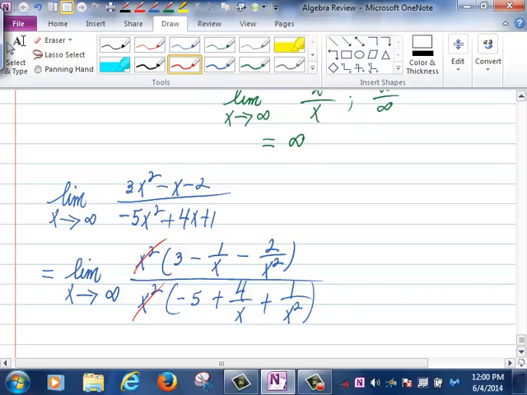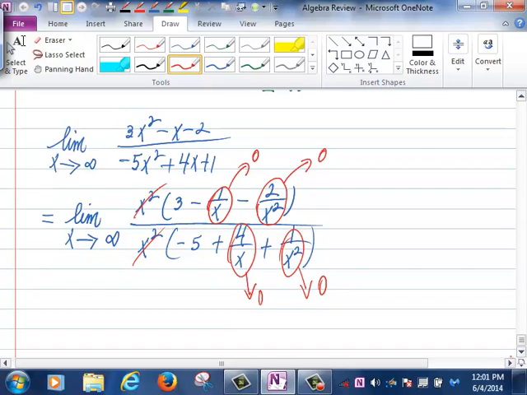Now let's ask ourselves the following question. What is the limit of this guy as x goes to infinity? What's the limit of 2 over x squared when x goes to infinity? 0, because the denominator is becoming big. What's the limit of this guy? What's the limit of this guy? 0. So what am I left with? I am left with 3 over negative 5. Okay, so that's negative 3/5.